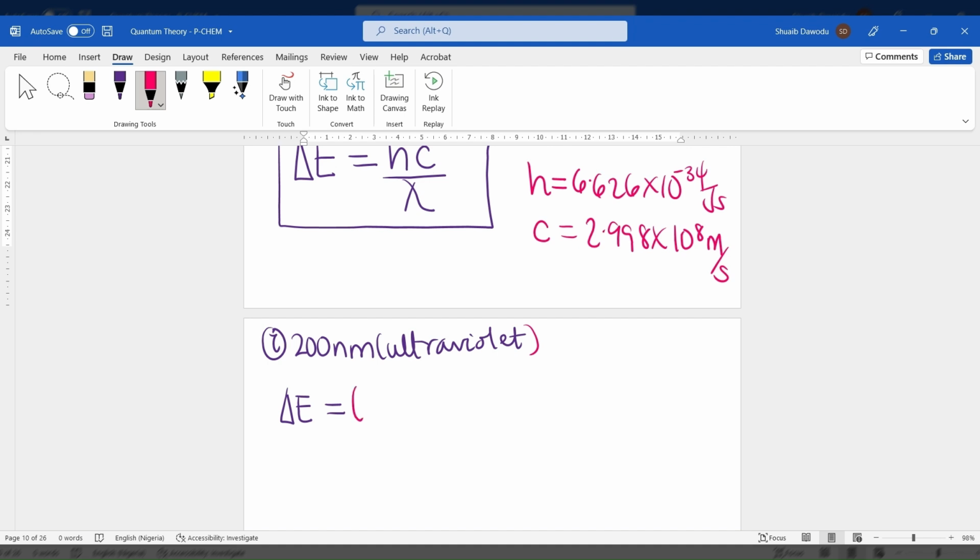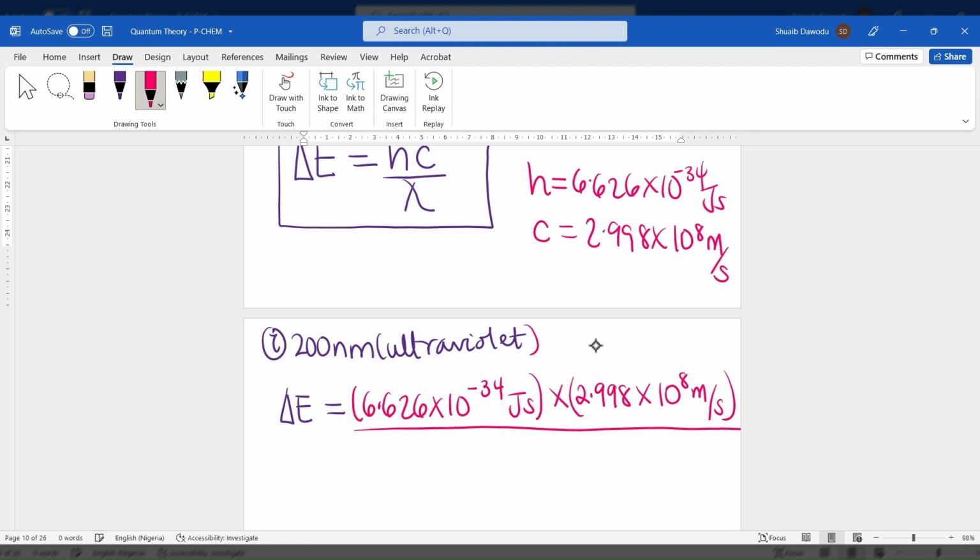So we would have 6.626 times 10 raised to the power of negative 34 joules second, times 2.998 times 10 raised to the power of 8 meter per second divided by lambda, which is just 200 nanometer, 200 times 10 to the power of negative 9 meters. So we cancel out the seconds and cancel out the meters.